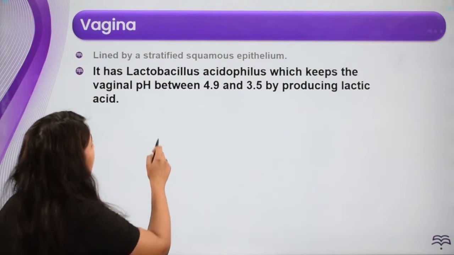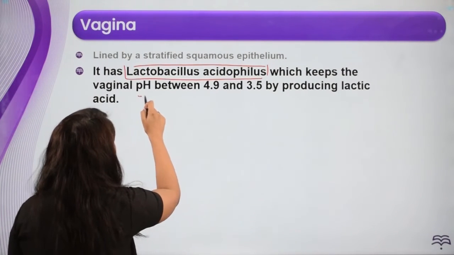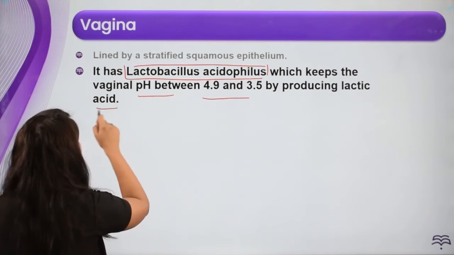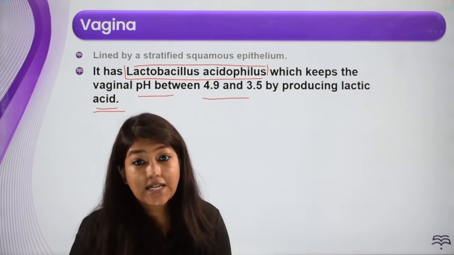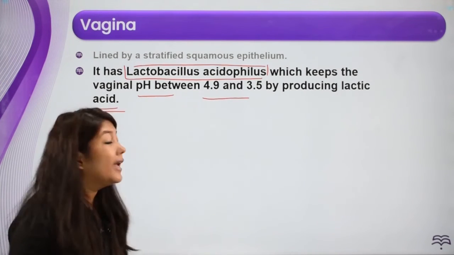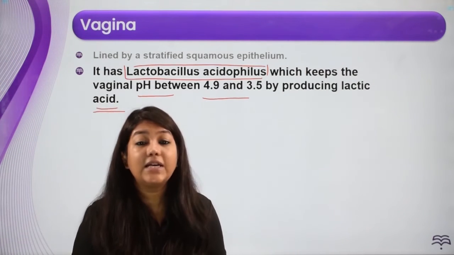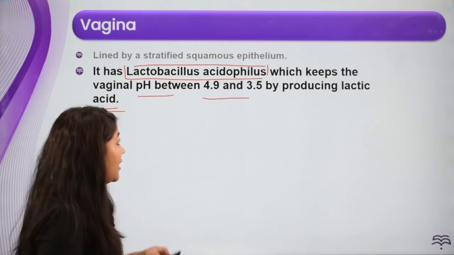ठीक है, तो lactobacillus acidophilus के बारे में बात कर रहे थे हम लोग, which keeps the vaginal pH between 4.9 and 3.5 by producing lactic acid, right? सबने सुना होगा that the pH of the vagina is acidic. किसकी वजह से हो रहा है वो? Because of the presence of this bacteria lactobacillus acidophilus. तो ये यहाँ पे एक acidic pH maintain करके रखता है.